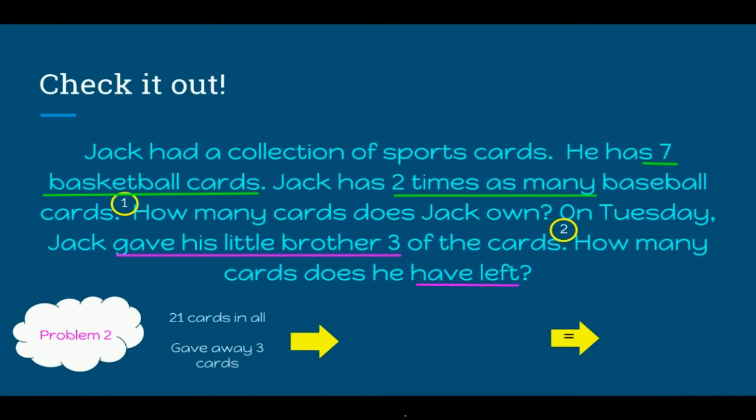Problem 2 uses that 21 cards in all, but we gave away 3 cards the other day. That means 21 cards minus 3 cards, which leaves him with 18 cards.